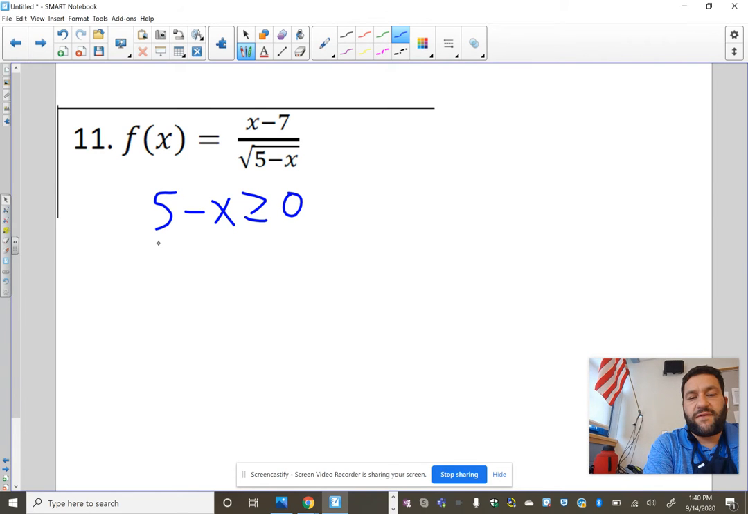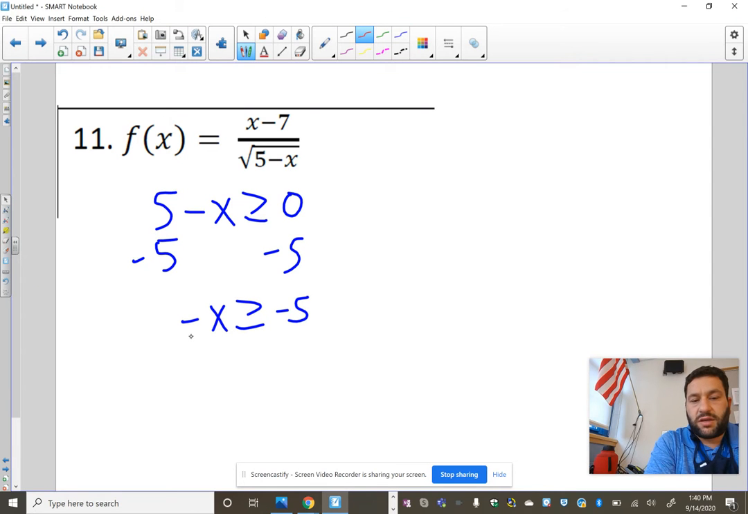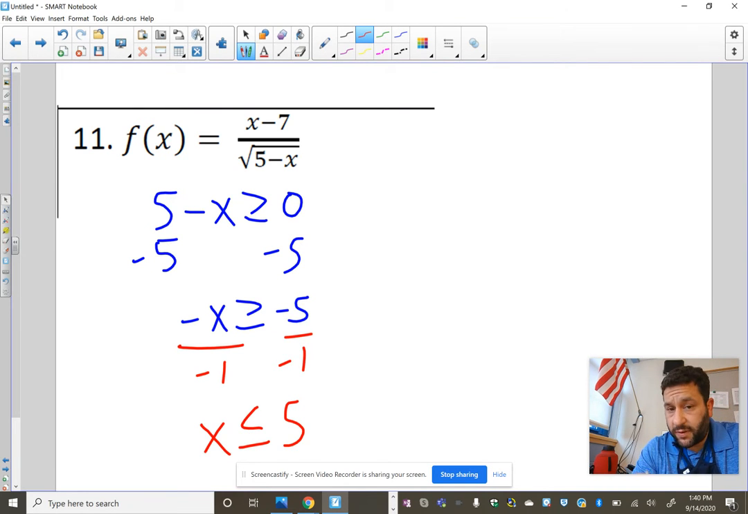We subtract 5 from both sides to get negative x has to be greater than or equal to negative 5. We divide by negative 1. Remember, when dividing by a negative, you flip the sign to say that x must be less than or equal to 5. So that's part of it.